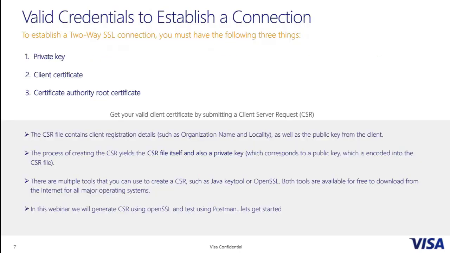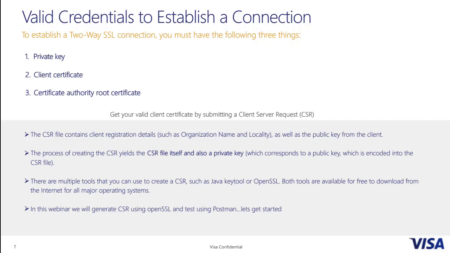So what are valid credentials needed to establish a connection? You need three components here. You'll need the private key, the client certificate, and the certificate authority root certificate. So what do each of these mean? The private key is the one that we mentioned earlier. The private key is what you need to create that digital signature.